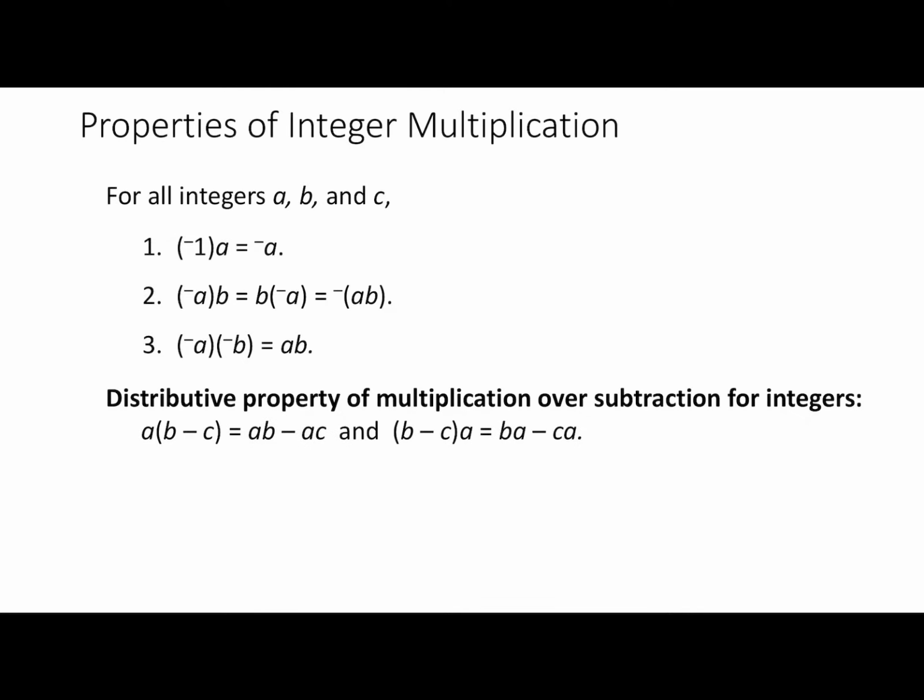We can also distribute over subtraction. So a times the quantity b minus c is the same as ab minus ac. And the quantity b minus c times a is the same as ba minus ca.